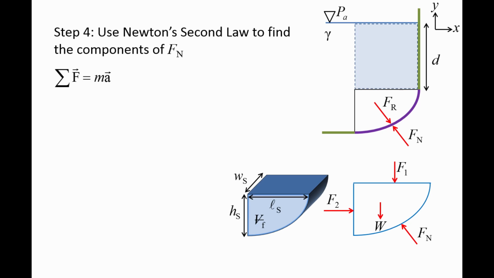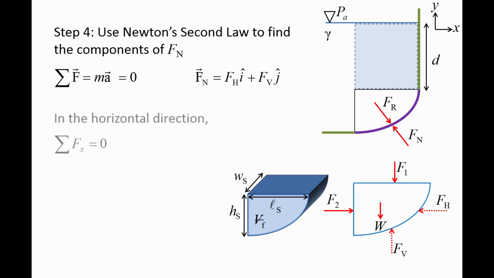We apply Newton's second law on the isolated fluid body to determine the components of Fn. The sum of the forces acting on the isolated fluid body is equal to its mass times its acceleration. Since the fluid body is not moving, its acceleration is 0 and the right side of the equation becomes 0. The normal force vector Fn can be broken into a horizontal component, which we will label Fh, and a vertical component, which we label Fv.